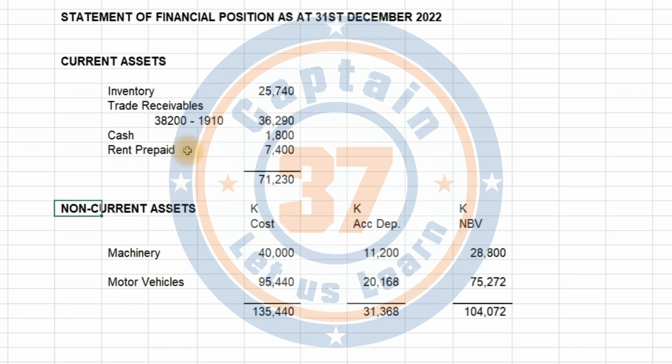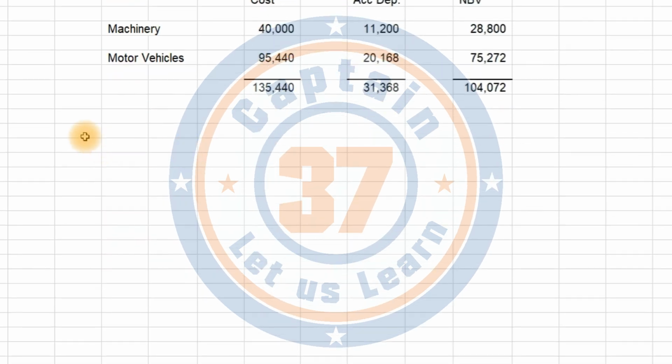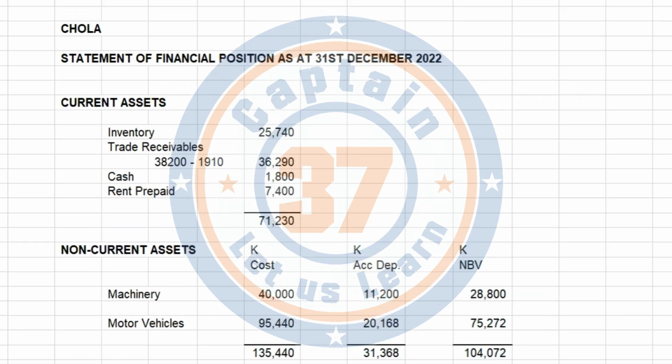What we then need to do is to turn our attention to liabilities. And what liabilities does this particular business for Chola have? Where do we get that information? We get that information from the trial balance.